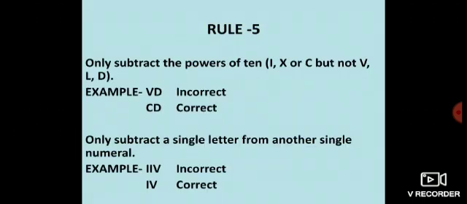Rule number 5. We can write I, X or C on the left of a higher value digit, but we cannot do so in case of V, L and D. Here VD is incorrect, but CD is correct. Remember students, only a single letter can be subtracted from another single numeral. For example, we cannot write IIV. It is incorrect. IV is correct.